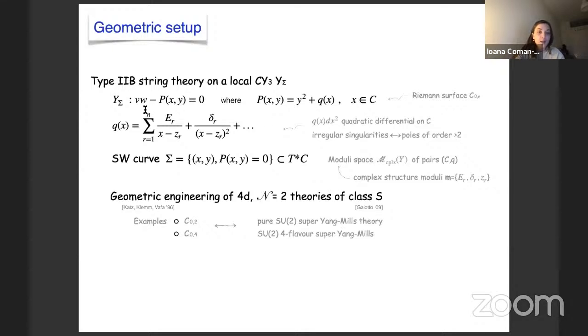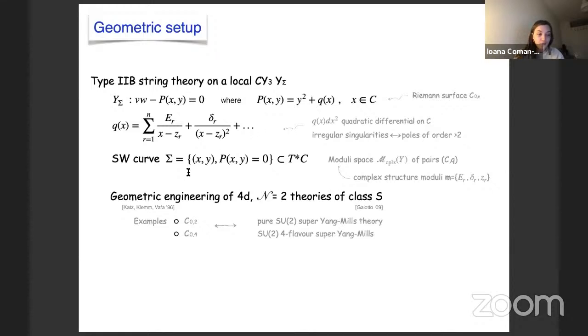Now, generically, Q can be expanded as a sum over terms which characterize the singularities, where this n is the number of punctures on the curve C. And the dots here are placeholders for possible terms with poles of order greater than two. If there are no such higher order terms, the singularities are called regular, and otherwise they are irregular.